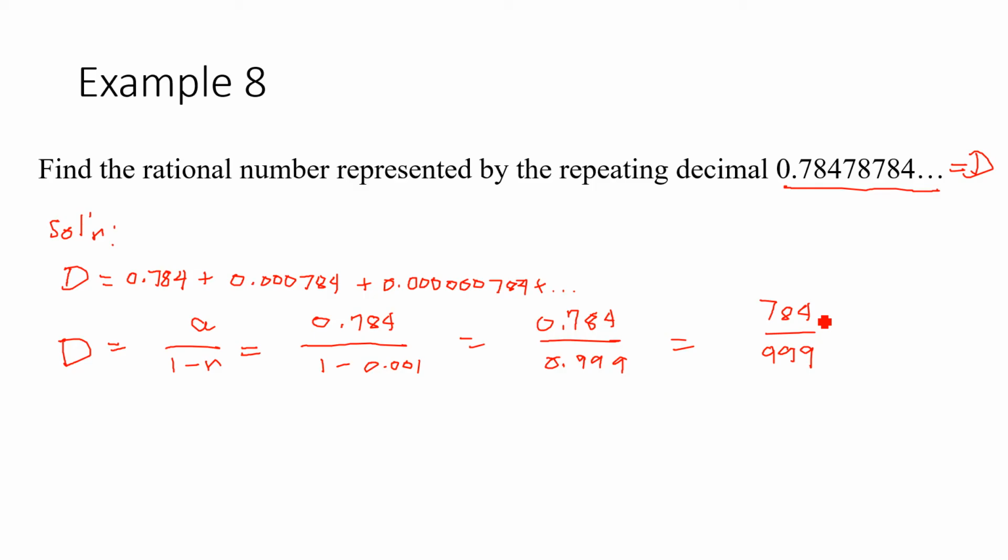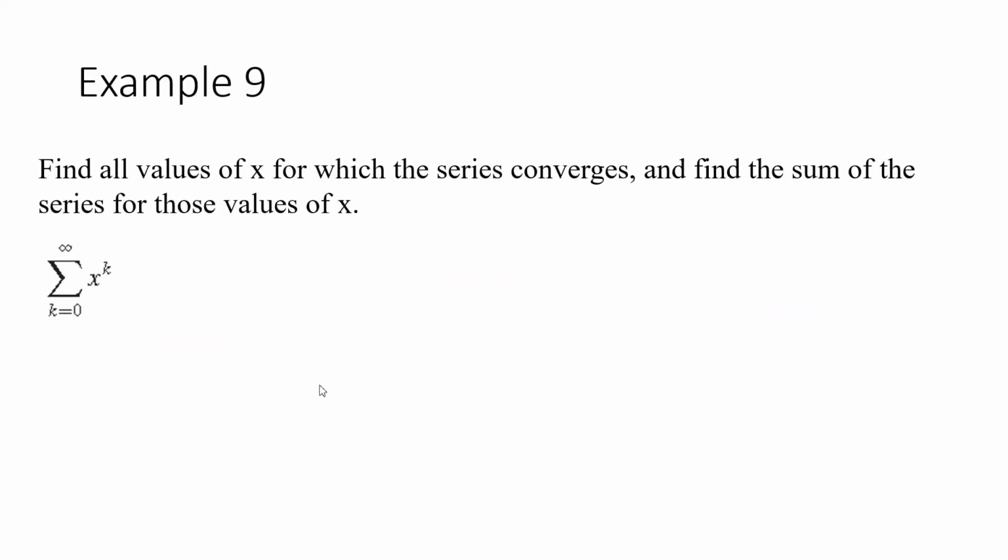So the rational number that represents the repeating decimal is 784 over 999. Take note, the first term in the sequence would be 0.784, and the common ratio between those numbers would be 0.001. So that would be the process.